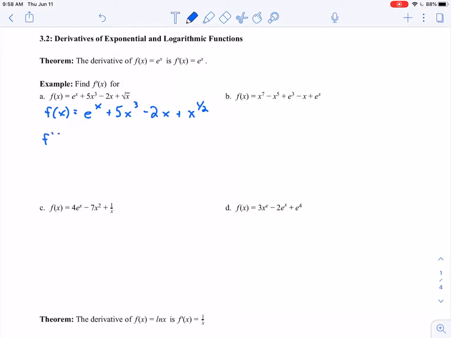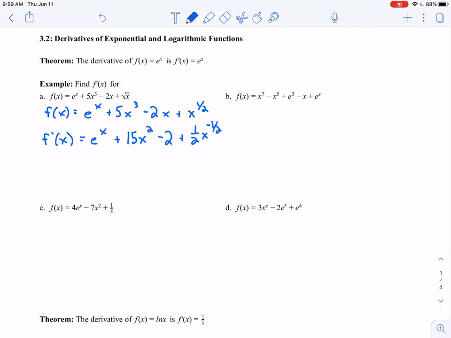So f prime of x, when I take the derivative of e to the x here, the derivative of e to the x is just e to the x. Plus everything else is going to act sort of the way we would expect it to. So the derivative of 5x cubed is going to be 15x squared. Derivative of negative 2x is going to be minus 2. Plus x to the 1/2, derivative of that term, so I'll have 1/2 x raised to the negative 1/2 power.